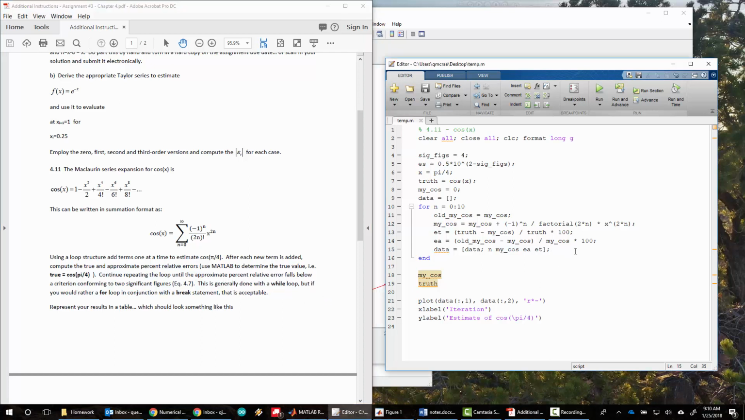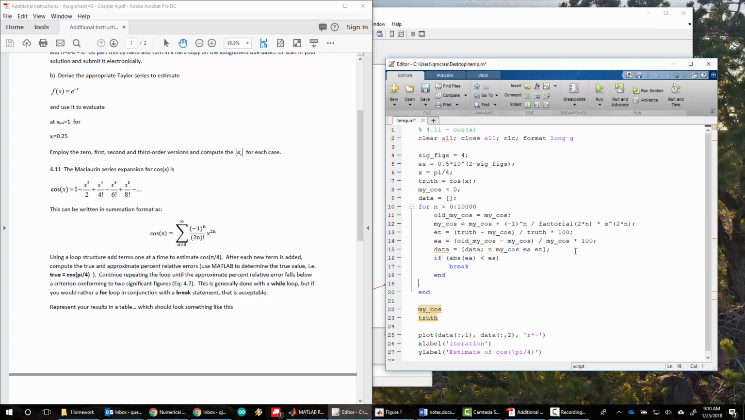The way that I do not prefer, but it's totally reasonable, is I'm going to put this up to a really big number. Then I'm going to come down here and say, if the absolute value of EA is less than ES, then break. What this is saying is I'm going to do a gajillion iterations, so 10,000 iterations. There's no reason to do a small number. You just do a whole boatload of iterations and keep going and keep going. But if at any point my approximate error gets smaller than this threshold, I'm just going to stop.